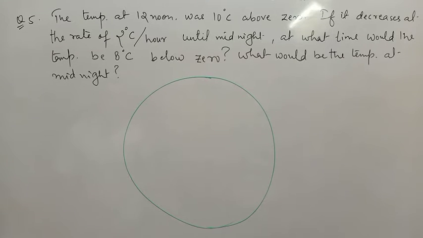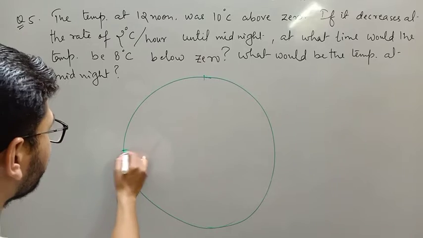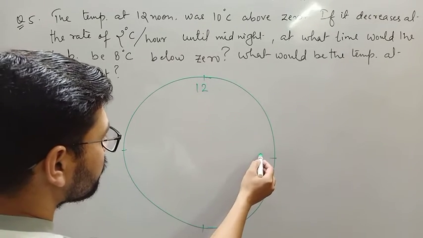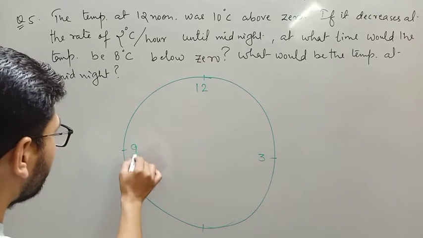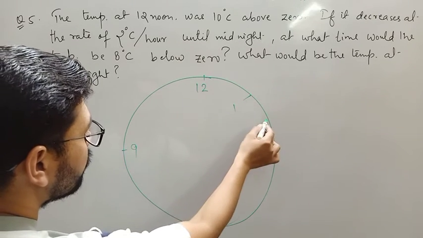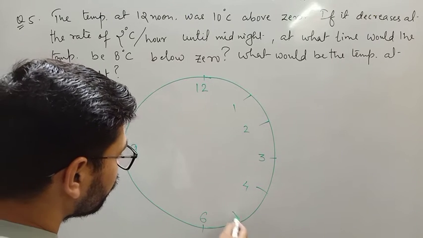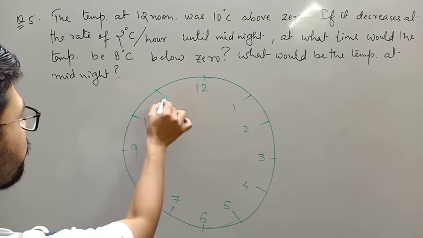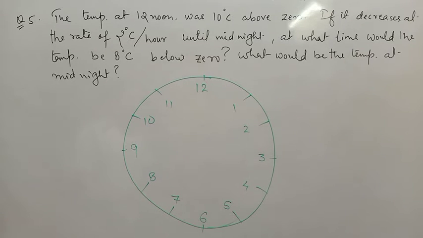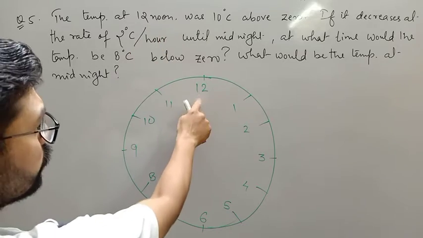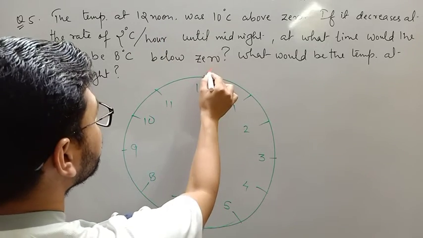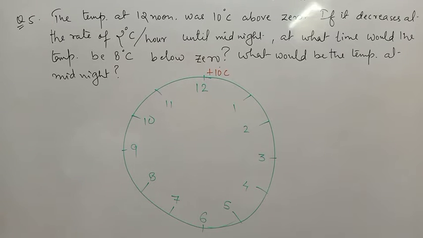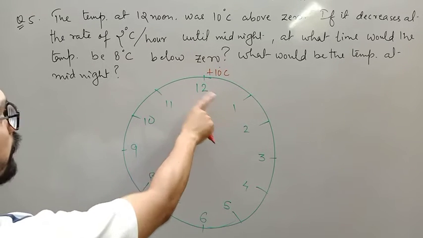I think this watch is visible to you all. So let's say this is 12, this is 3, this is 9, this is 6, 1, 2, 4, 5, 7, 8, 10, 11. Now what is given in the question is that at 12 noon the temperature is plus 10 degree Celsius, and after 1 hour the temperature is decreased by 2 degree Celsius.